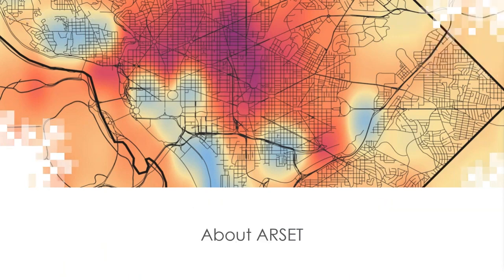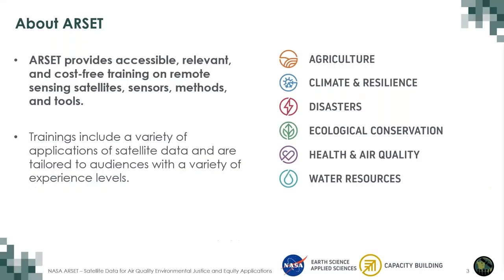Before we begin our training, I just want to give a brief introduction to the RSET program. NASA's Applied Remote Sensing Training, or RSET program, is part of the NASA Earth Science Applied Science Capacity Building Program. We provide cost-free training on the basics of satellite observations, data processing, analysis methods, and ready-to-use web tools in the 6 thematic areas shown here: disasters, agriculture, ecological conservation, water resources, climate and resilience, and health and air quality.